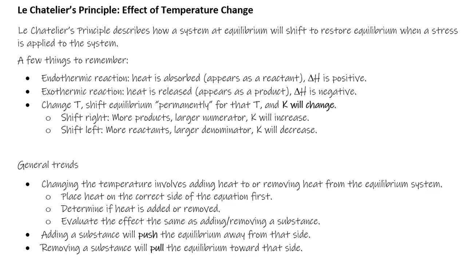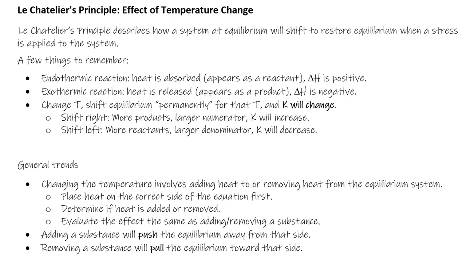So let's do a quick review of endothermic and exothermic reactions. In an endothermic reaction, heat is absorbed and delta H is positive. Because heat is absorbed, we treat it like a reactant, so we write the word heat on the reactant side of the equation. In an exothermic reaction, heat is released and delta H is negative. Because heat is released, we treat it like a product, something that is formed, and we write the word heat on the product side of the equation.